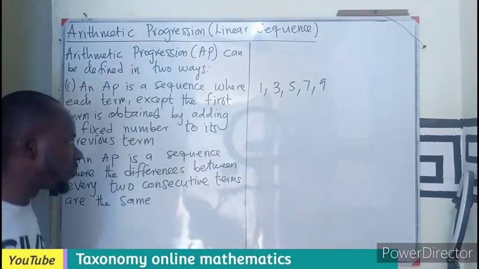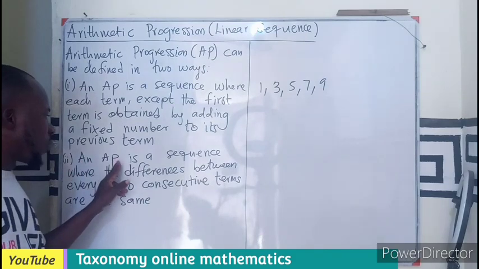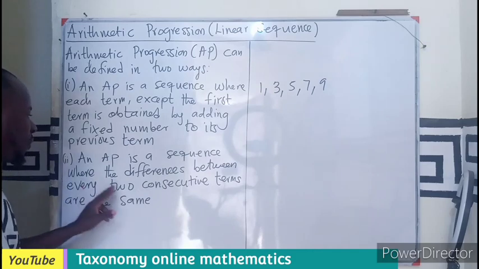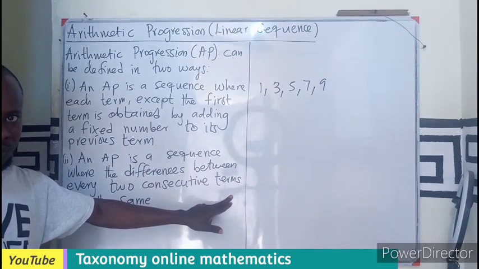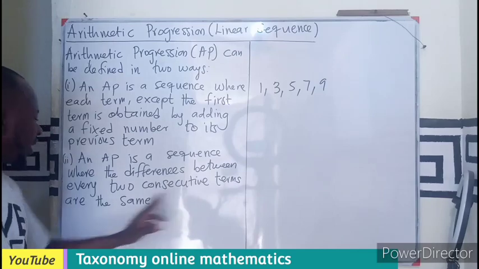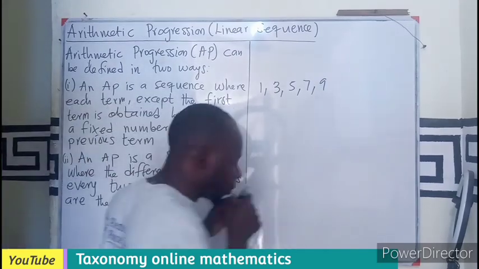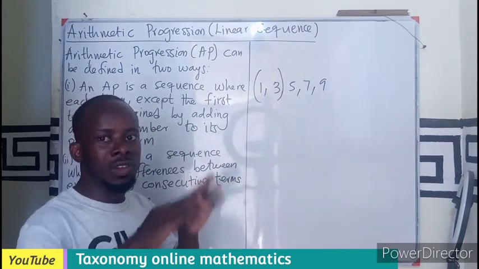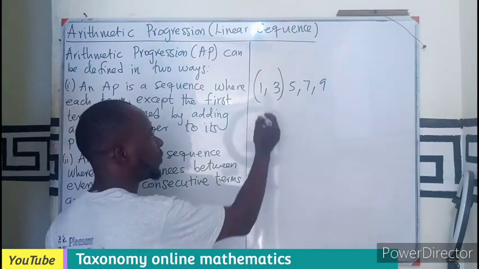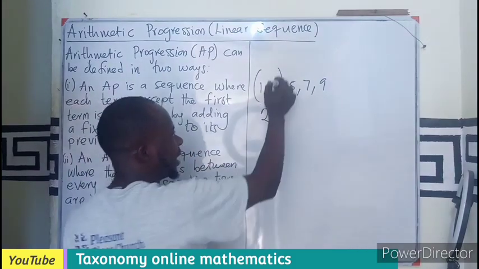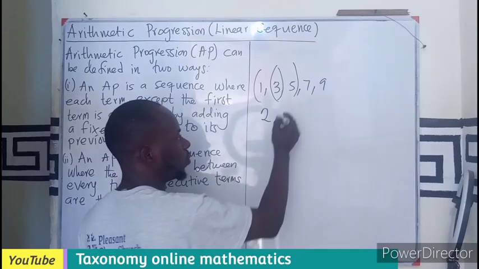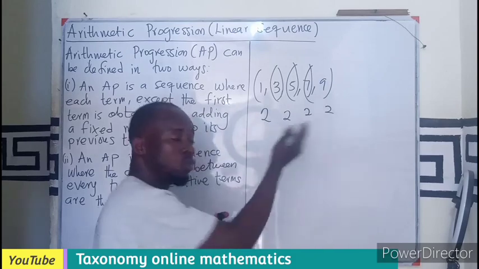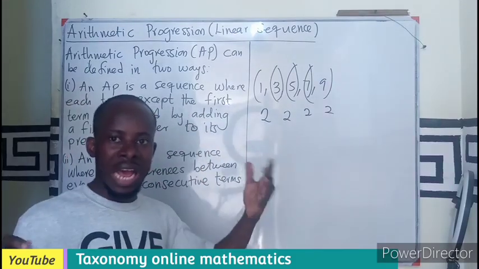Alright. Or the definition could also be: an arithmetic progression is a sequence where the difference between every two consecutive terms are the same. What are the consecutive terms here? The difference between these two terms, which are consecutive, meaning they are following each other, is going to be 2. If I take these 2, the difference will be 2. This will also be 2, and the final 2 will also be what? 2. You can see the differences between them. 2. That's the common difference.